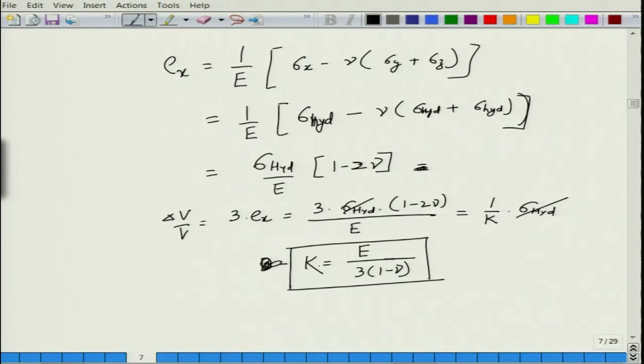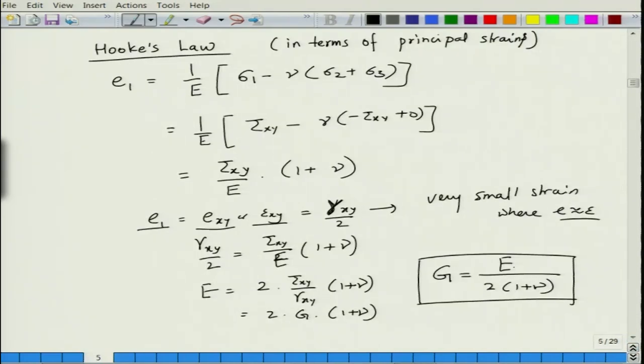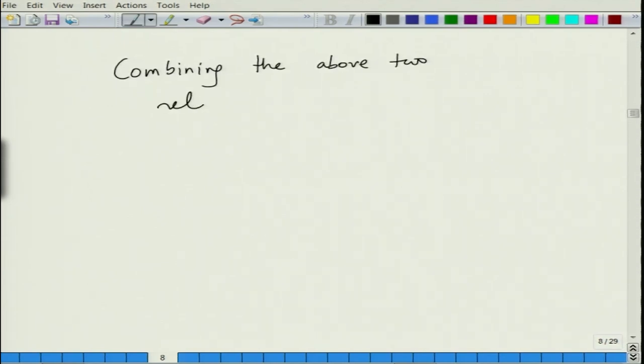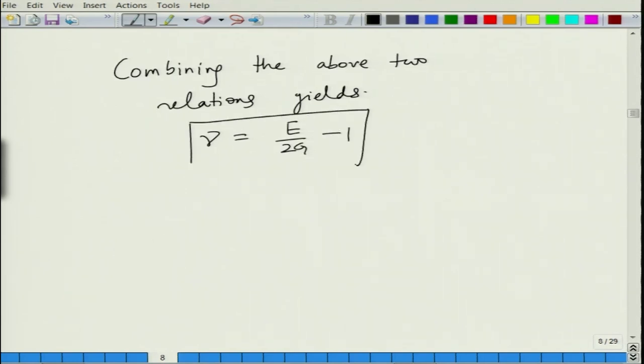This is a relation which relates the bulk modulus, the elastic modulus and the Poisson's ratio. In the previous case you related Poisson's ratio, Young's modulus and the shear modulus. Naturally, if you combine these two equations, combining these relations yields nu is equal to E divided by 2G minus 1. So this is the third relation that you get between these quantities. This is what we have done.